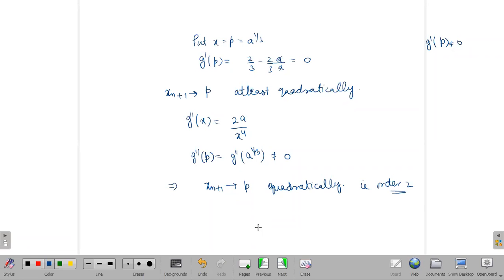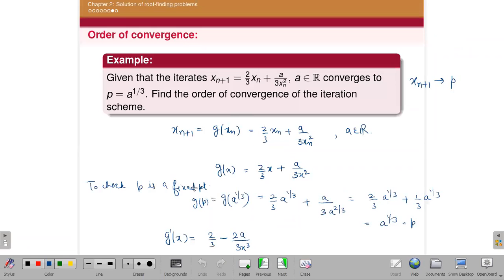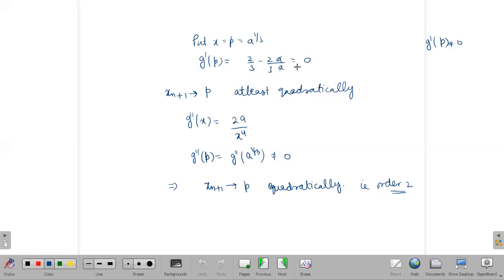Okay. So if any question comes in the exam, then you find its first derivative. If the first derivative is non-zero, then it implies first order, linear convergence. If you find the first derivative is zero, then at least quadratic. If you find the second derivative and it is also zero, then you have to find the third derivative also. Means exactly you have to find the order of the convergence.